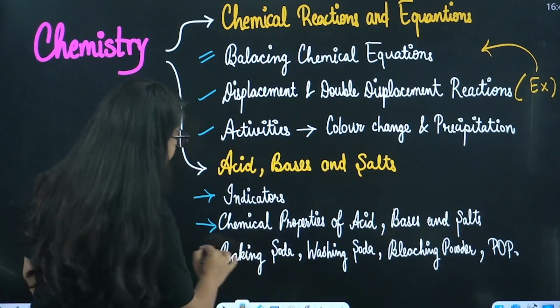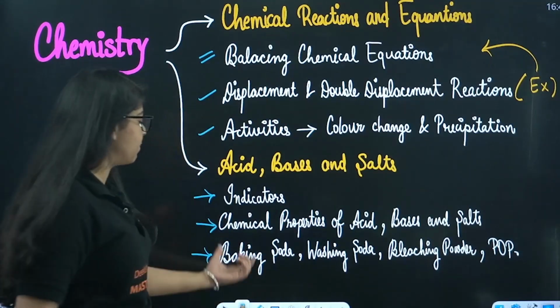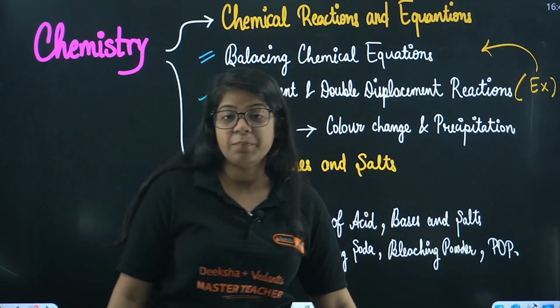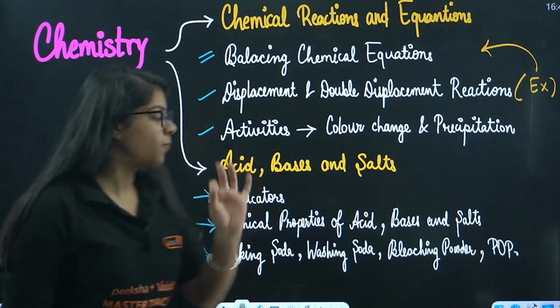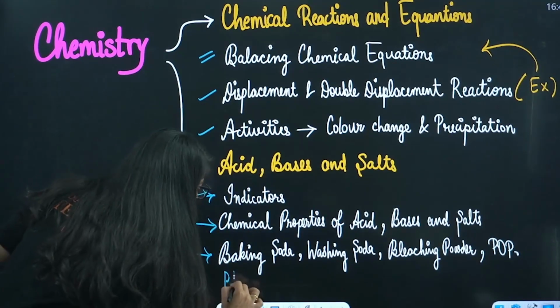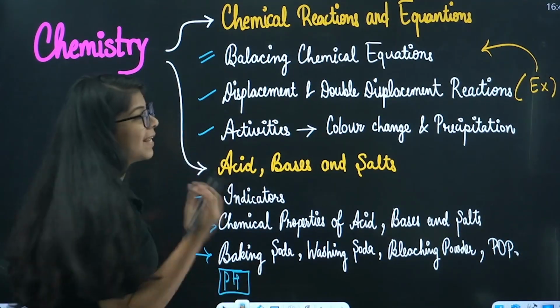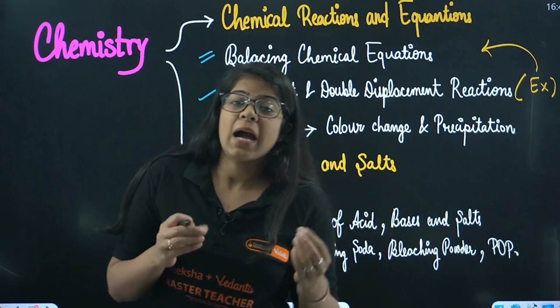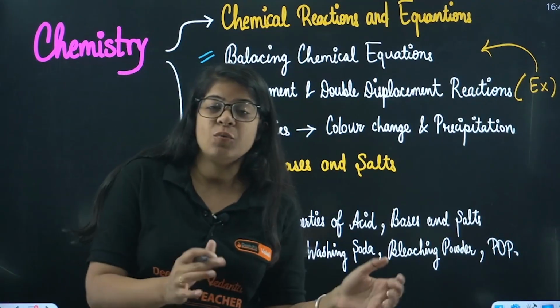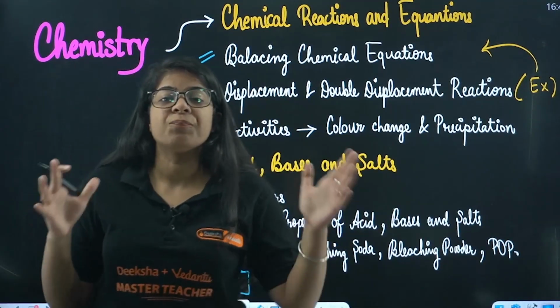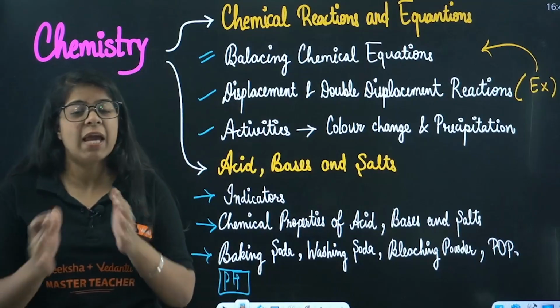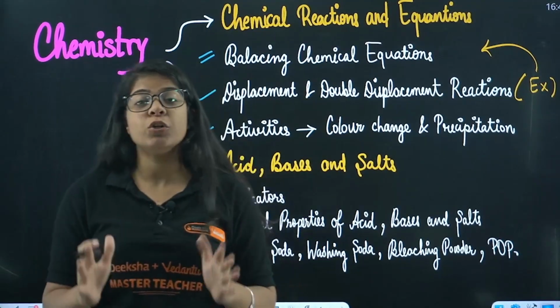Then we have some important salts in there: baking soda, washing soda, bleaching powder, POP, very important. The topic pH is also very important. What if pH is less? Will it be acidic or basic? And what will happen if I add the acid? Where will the scale move? All these questions are very important. Okay, now beta, this was the section of know your syllabus.